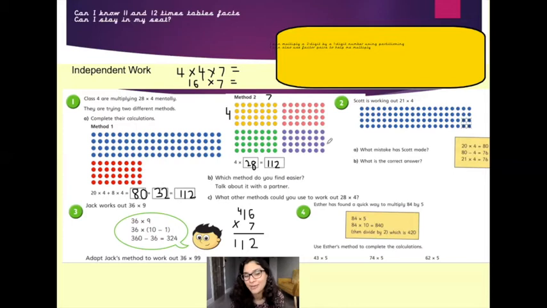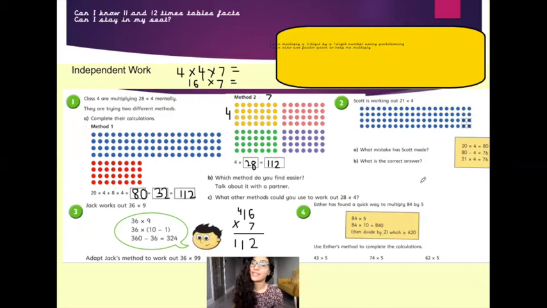Question 2. Scott is working out 21 times 4. So what he's done here is he's done 20 times 4 to get 80. Then he's done 80 take away 4 to get 76. And then he's done 21 times 4 equals 76. Now, what mistake has Scott made there?